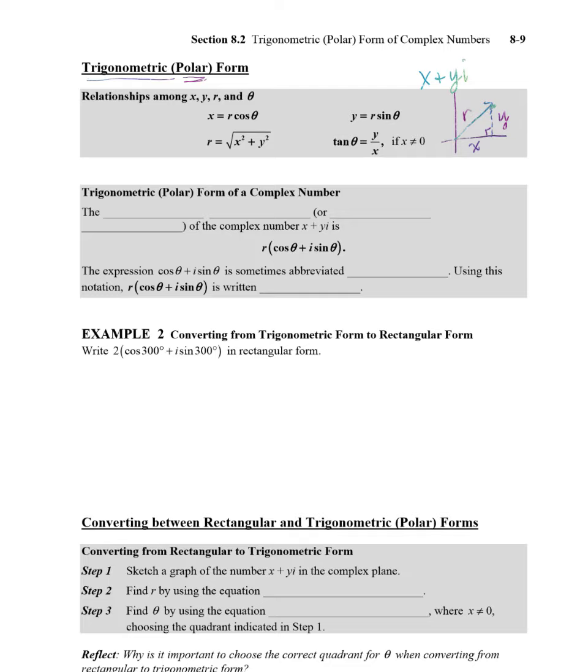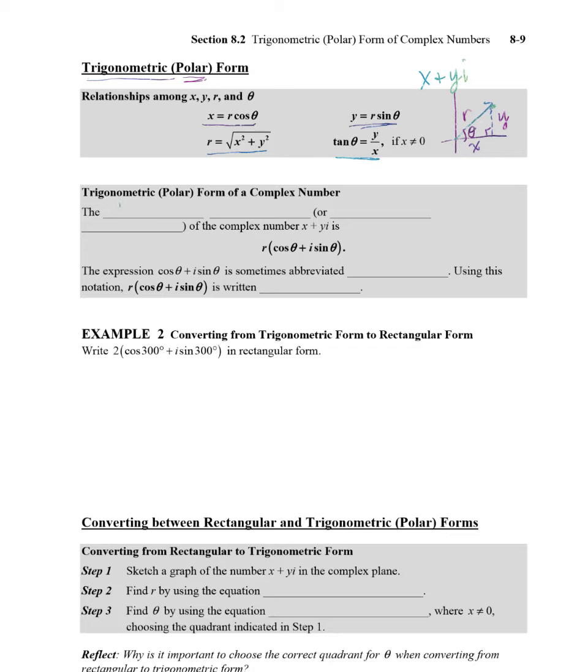Do you see how if this is theta, cosine of theta is equal to x over r? If we solve for x, then we get this formula. Sine of theta is equal to y over r. Solving for y, we get this formula here. We know that r is equal to the square root of x squared plus y squared by the Pythagorean theorem. And then tangent of theta is equal to y over x. So hopefully these formulas look really familiar to you because we've used them so much.